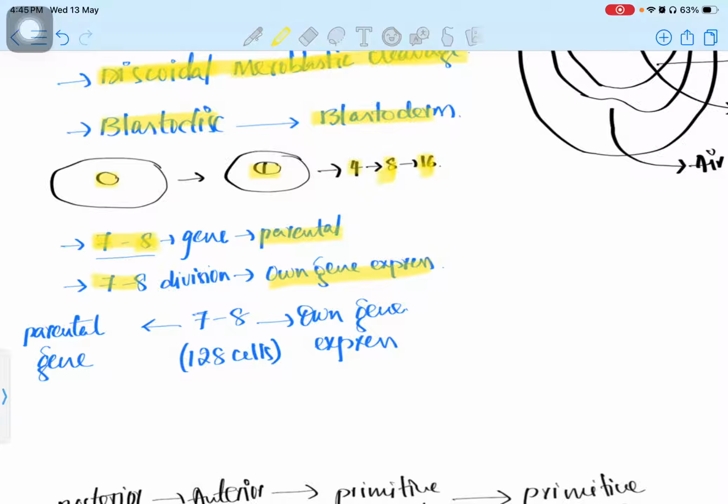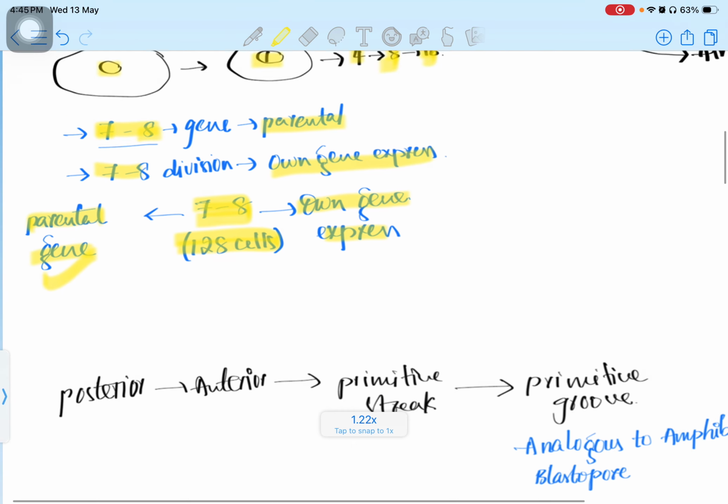Before you can understand it in an easy way: till the 7 to 8 division, what will happen? The parental genes are working all over the embryo. 7 to 8 divisions means 128 cells. Before 128 cells are formed, the whole genetic activity is by the parents only. But after 128 cells are formed, the chick will start expressing its own genes.